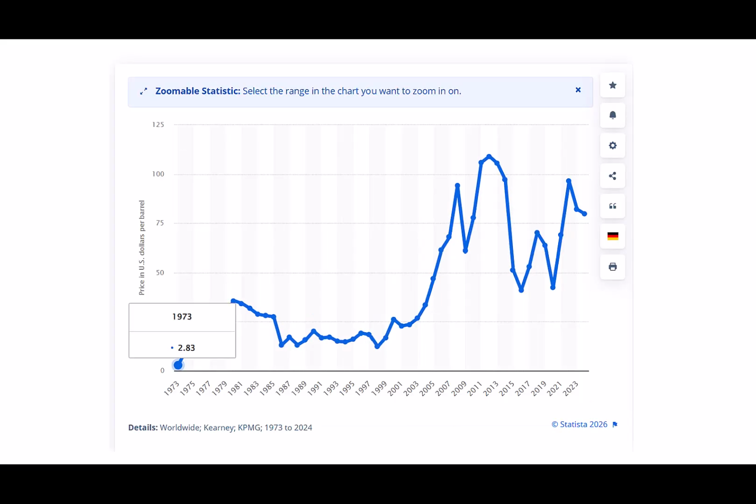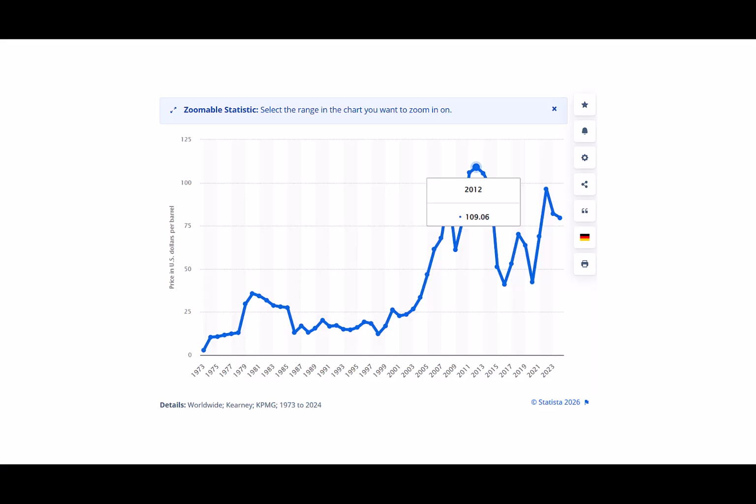In our graph, we can see the cheapest happened in 1973 and it was $2.83, and then the highest over this time period was $109.06, which happened in 2012. These absolute extrema are the values that matter most in the big picture.